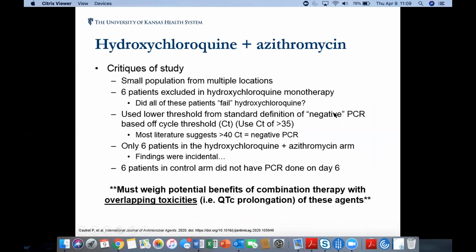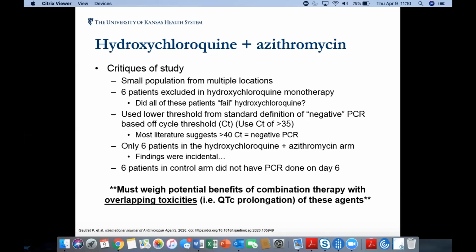However, there are a number of different flaws with this study, most of which are related to their methodology. So number one, it was a very small patient population from multiple different geographic areas in France. There were 6 patients that were excluded in the hydroxychloroquine monotherapy arm. And when you look at the reasons that they were excluded from the primary endpoint, it's likely that all of these patients actually failed hydroxychloroquine monotherapy. A number of these patients were admitted to the ICU and a few of them actually died. So not very encouraging results.